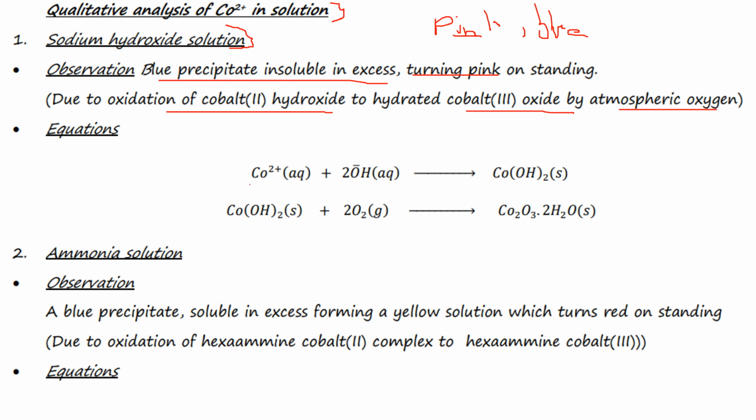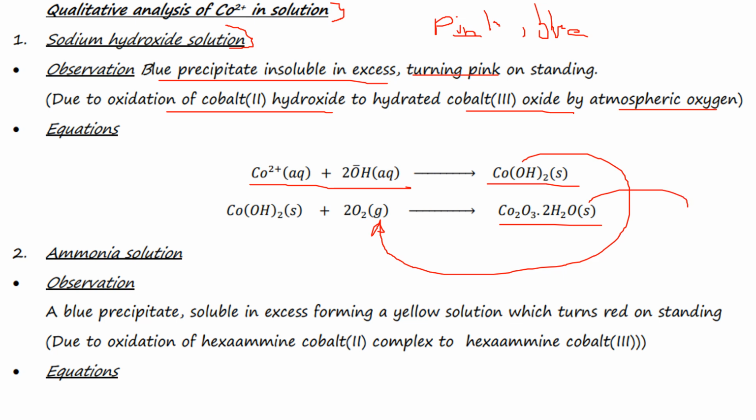So first of all is the reaction between sodium hydroxide and the cobalt 2 ions, forming the cobalt 2 hydroxide. Now this cobalt 2 hydroxide undergoes aerial oxidation by absorbing atmospheric oxygen. And when it does so, it's going to form cobalt 3 oxide, which is going to be hydrated. And we said that whenever any compound of cobalt is hydrated, it turns pink. So that's why your initial observation is going to be a blue precipitate, insoluble in excess but turning brown on standing as a result of aerial oxidation together with being hydrated. Now going to another reagent, we are going to look at ammonia solution.